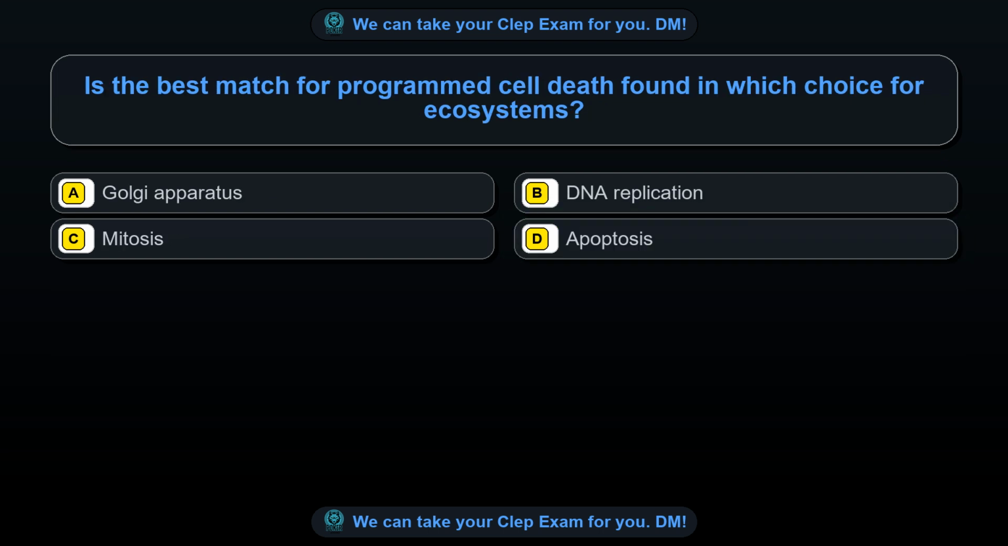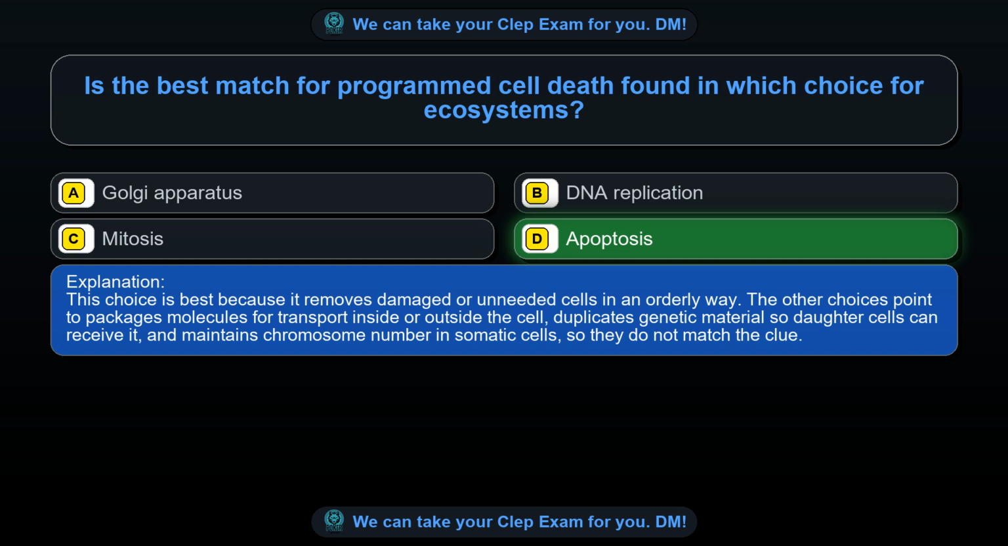Question 29. Is the best match for programmed cell death found in which choice for ecosystems? Option A, Golgi apparatus. Option B, DNA replication. Option C, mitosis. Option D, apoptosis. The correct answer is option D, apoptosis. This choice is best because it removes damaged or unneeded cells in an orderly way.